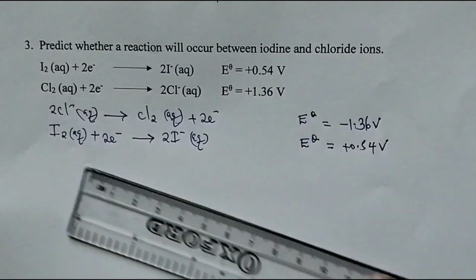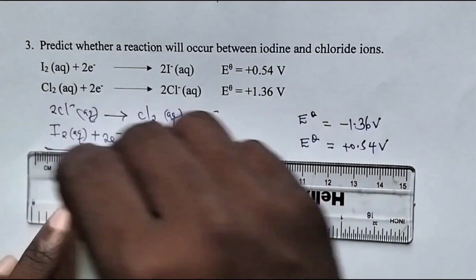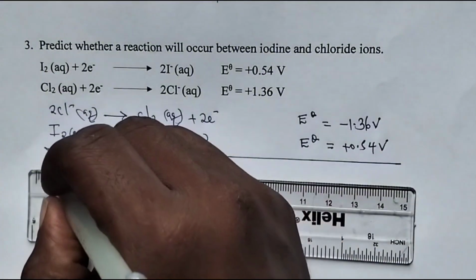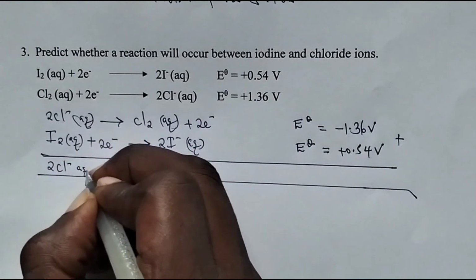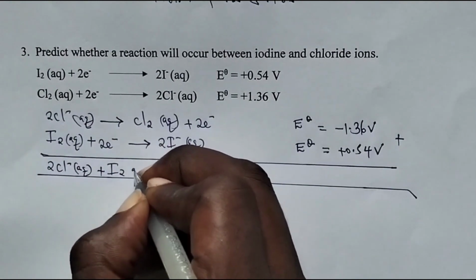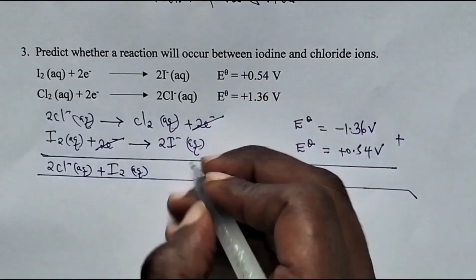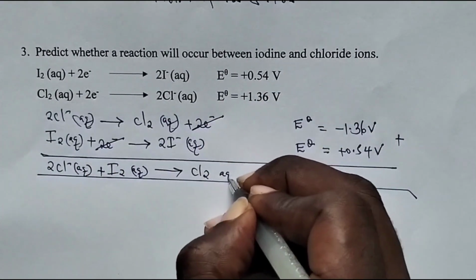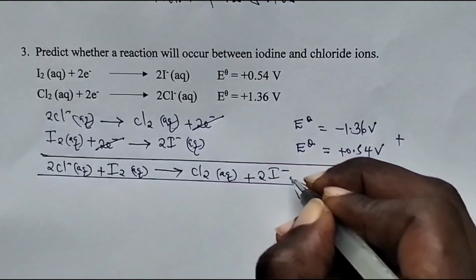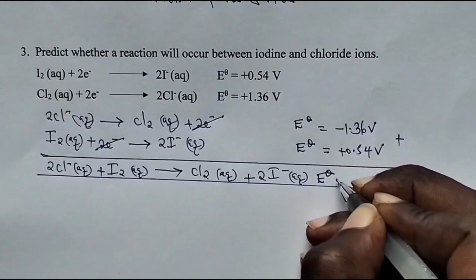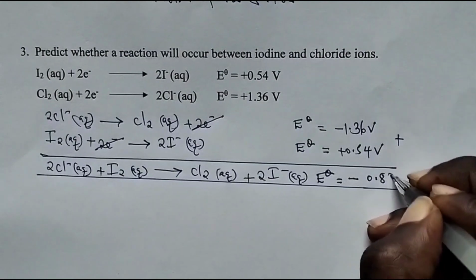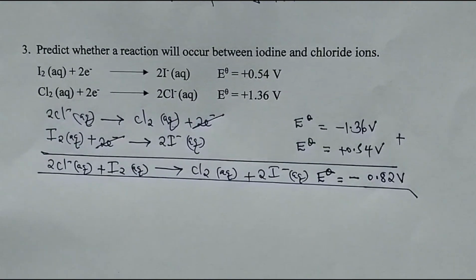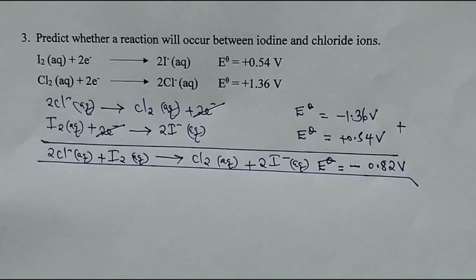So we are supposed to add these two ionic equations. Here we are going to have 2 chloride ions aqueous plus iodine aqueous. Electrons will go with 2 electrons. Here we are going to get chlorine aqueous plus 2 iodide ions aqueous. Then we add these standard potential values, and we are going to get negative 0.82 volts. Because we are getting a negative EMF value, this reaction cannot occur.